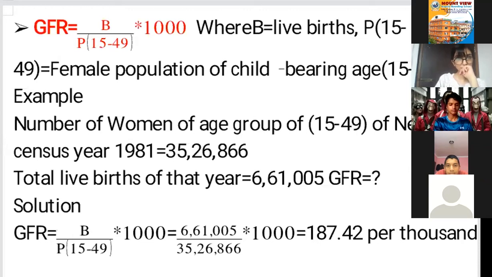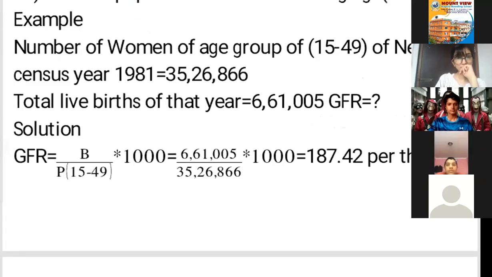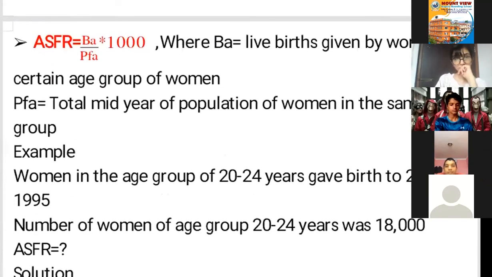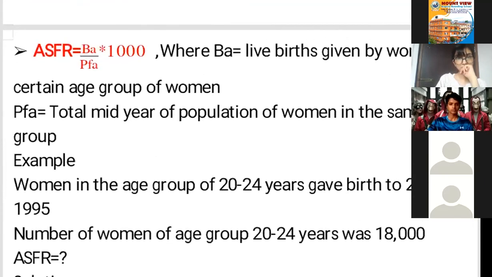So the second measurement of fertility rate is GFR. All right, my dear students. And after that, the third is ASFR, the age specific fertility rate. The third measurement of fertility rate, ASFR. And in ASFR, the formula is ASFR equal to B, small a also there, you can see, and there is a meaning as well, divided by P.